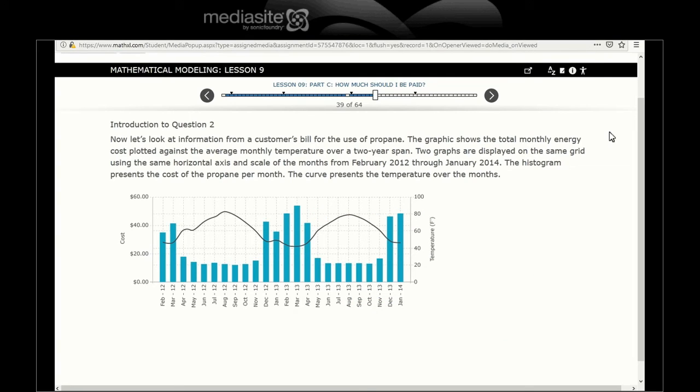Okay, now let's look at information from a customer bill for the use of propane. The graphic shows the total monthly energy cost plotted against the average monthly temperature over a 2-year span. The graphs are displayed on the same grid using the same horizontal axis and scale of the months from February to January. The histogram presents the cost of propane per month. The curve represents temperature. So here's temperature, and here's propane cost.